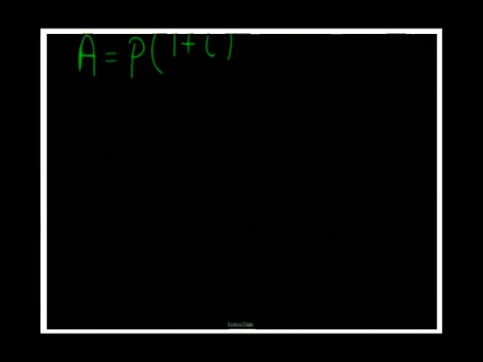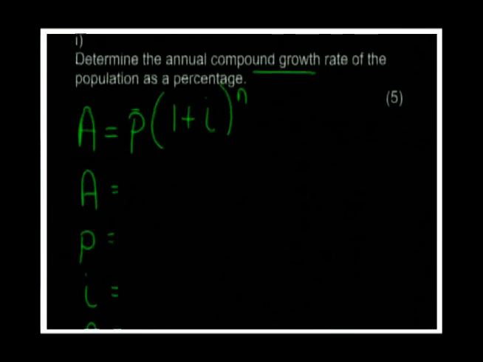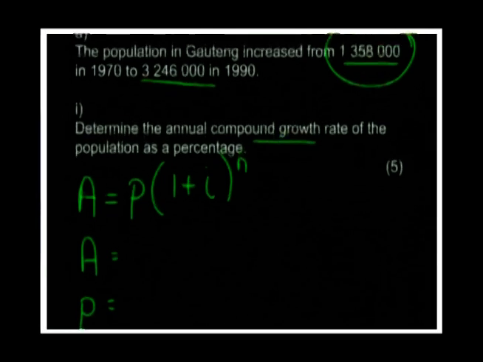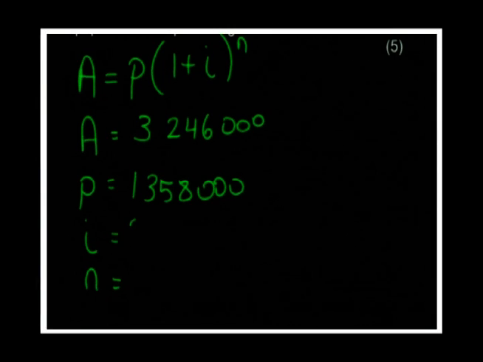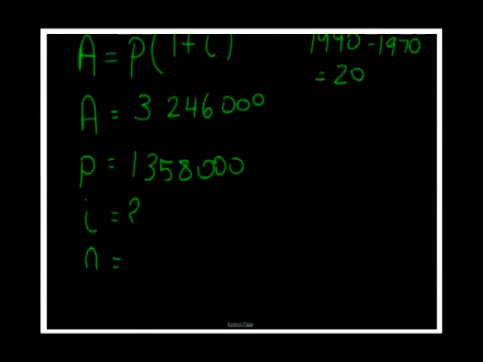Right, again, I'm going to write out all my values, A, P, I, and N. Right, what do I know? Let's go back to the question. I know that the population increased from that amount, so this must be my principal value. So I'm going to write that into my P. So I've got 1358 and 3 zeros. And then it increased to that amount. So that is my final value, or my accumulated amount. So that is A. So I've got 3246 and my 3 zeros. I'm looking for the compound rate. I'm looking for my interest. And my number of years, well, I know it's from 1970 to 1990, which makes it, let's just do a quick calculation, 1990 minus 1970, well, I can see that it is 20 years. So my time is 20 years.